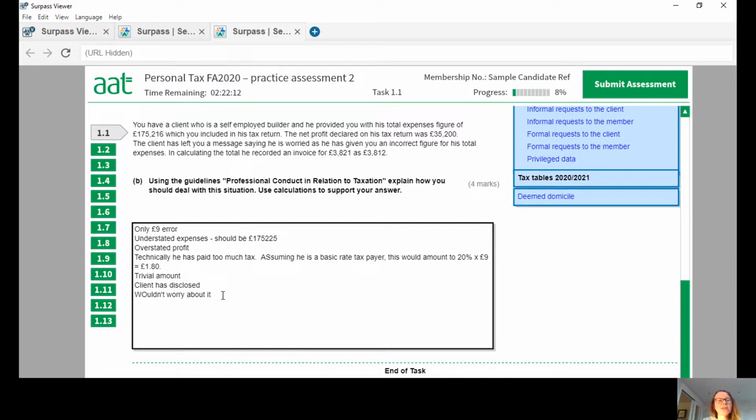a bit more coherently. So you might say something like, the client has honestly disclosed the error. It amounts to understated expenses of £9, i.e. expenses should have been 175,225. And I suppose we could make a separate point. This means profit is overstated by £9, i.e. profit should have been 35,191.